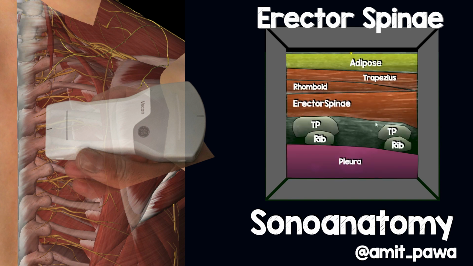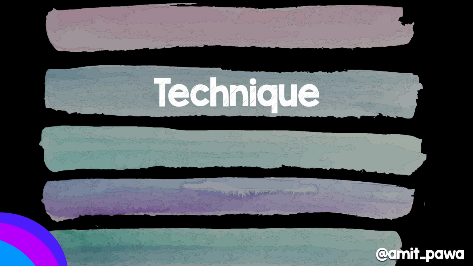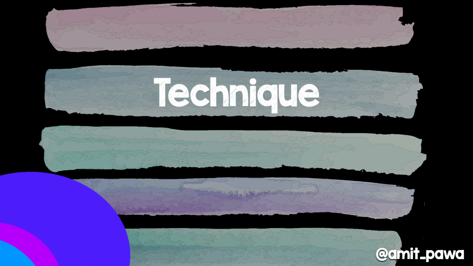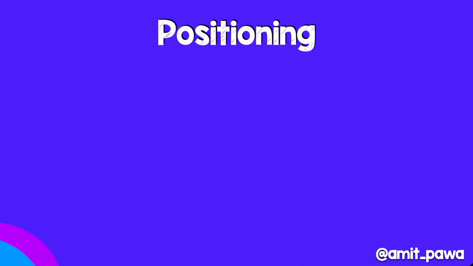Let's put a colour overlay on that. Adipose, trapezius, rhomboid, and you can see that large, chunky erector spinae muscle group. And when you see that muscle group enlarge, you know you're over the transverse processes, as evidenced by that sort of rectangular shadow. Now that we've identified the sonoanatomy, let's look at things that are important for the technique. And we're going to start off with positioning.